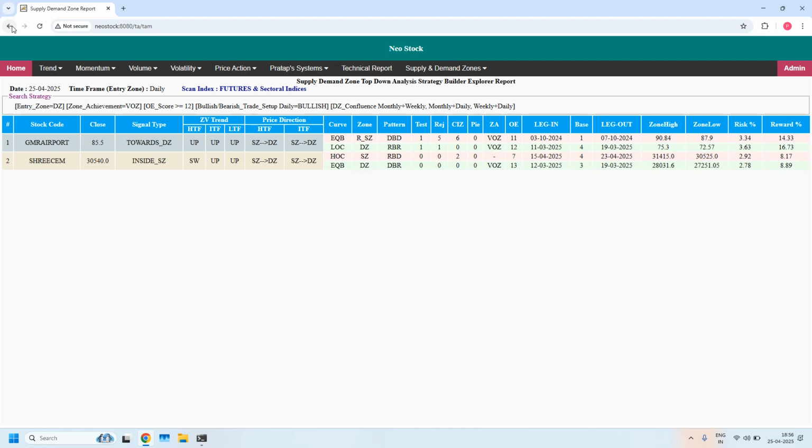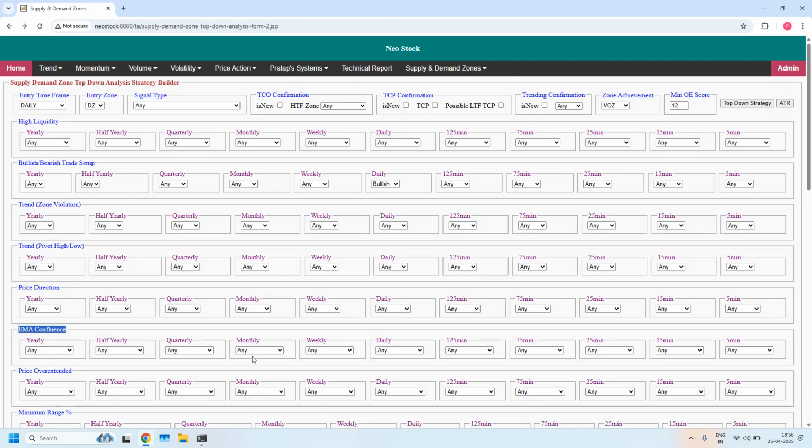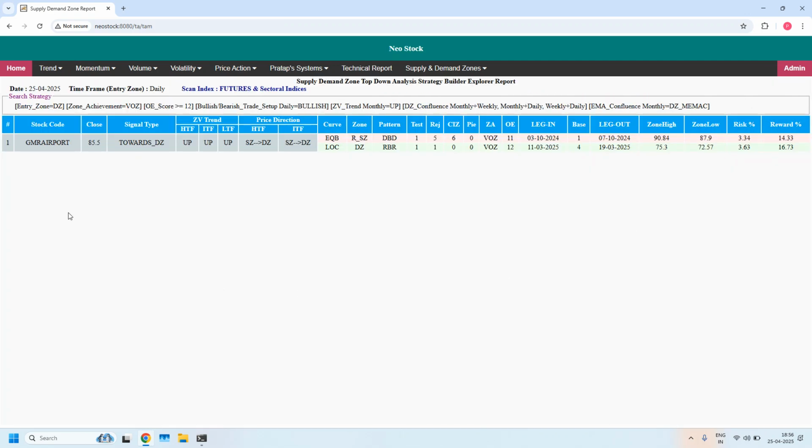So now let's filter. In the EMA at monthly time frame, we are checking monthly demand zone having monthly EMA. And the sideways trend on monthly, we don't want that stock. We want only uptrend because it is a bullish trade setup. So that one stock is filtered, the stock that is having an uptrend. That way this demand zone might have a higher probability to get success. Maybe that is the reason why this zone is already tested.